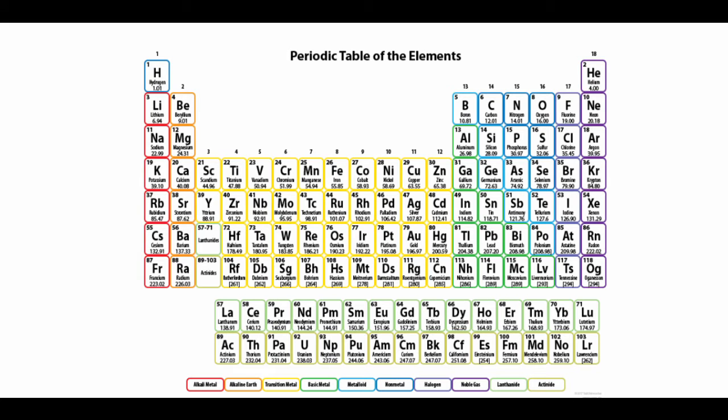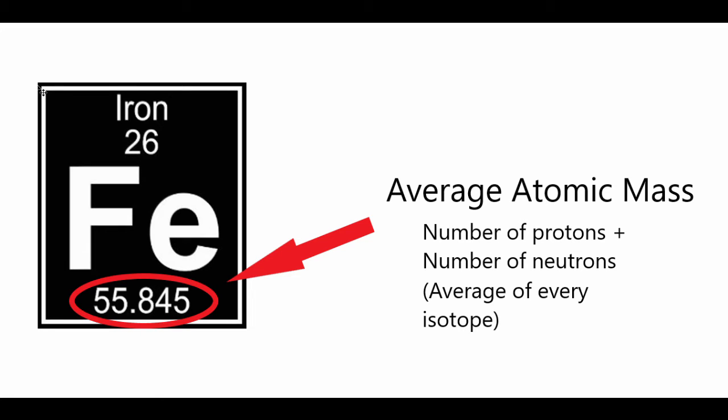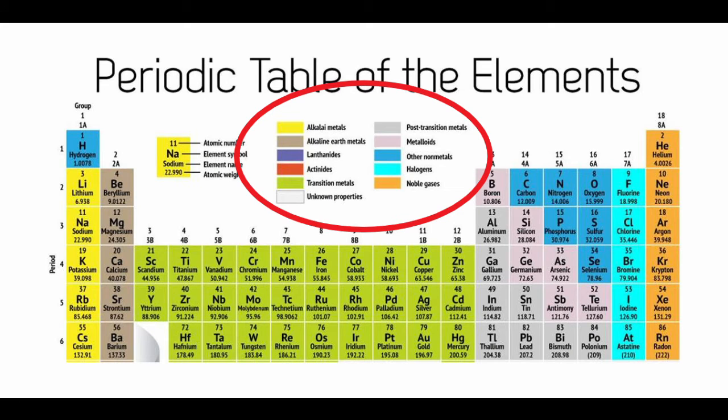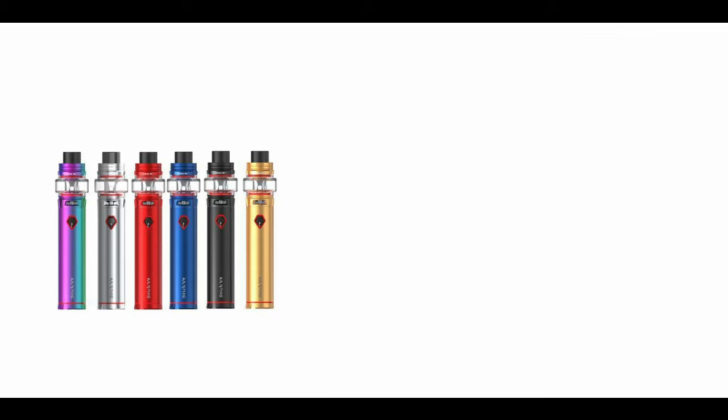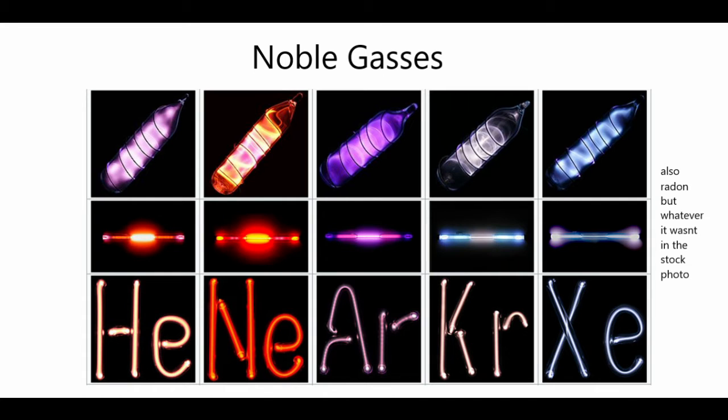The elements are organized by atomic number on the periodic table, which also shows the average atomic mass in AMU, which equals the number of protons plus the number of neutrons, and which elements have similar properties. For instance, column 18 consists of gaseous elements that do not typically react with other compounds. These are commonly referred to as the noble gases.